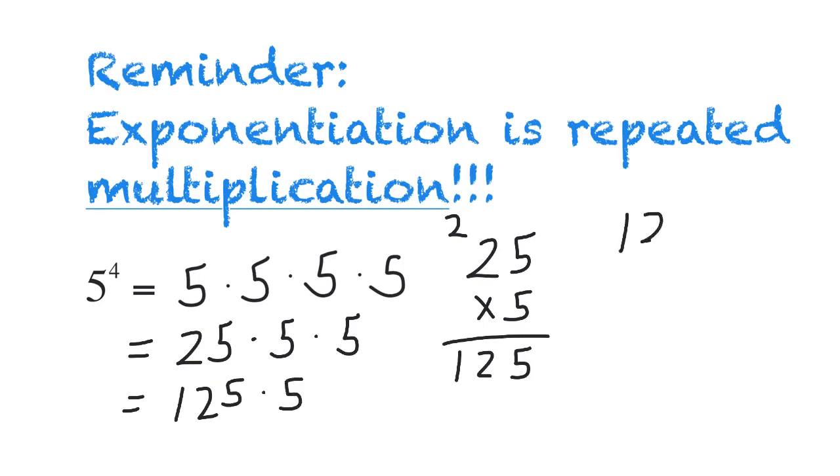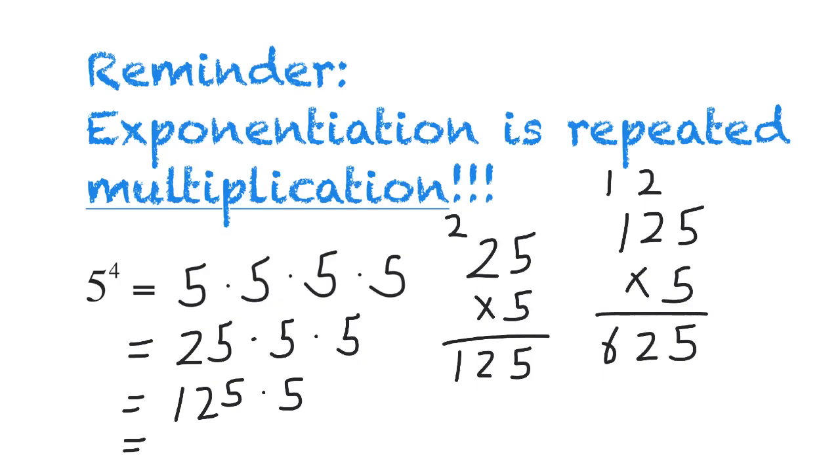I've got to do that one more time. One more multiplying by 5. 5 times 5 is 25. 5 times 2 is 10, plus 2 is 12. Carry the 1. 5 times 1 is 5, plus 1 is 6. I get my final answer of 625.